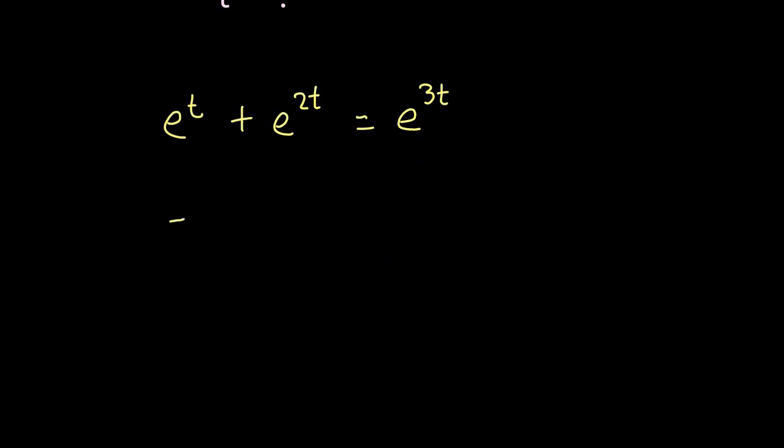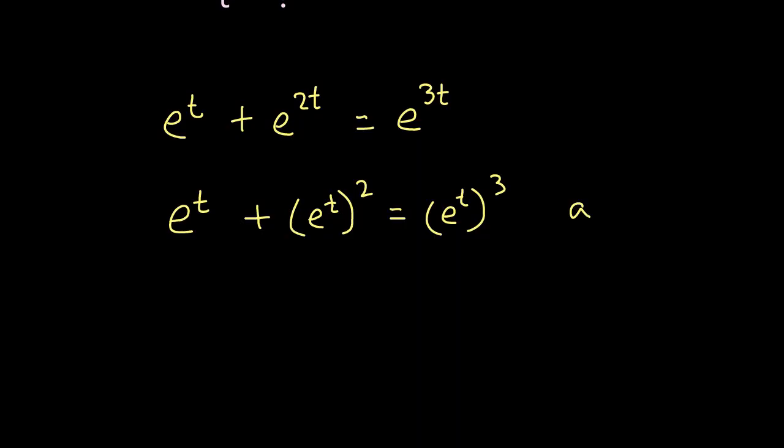Next we can write e to the power t plus (e to the power t) whole square equals (e to the power t) whole cube. Since if we have a to the power mn, we can write this as (a to the power m) whole to the power n. We have applied this rule here.